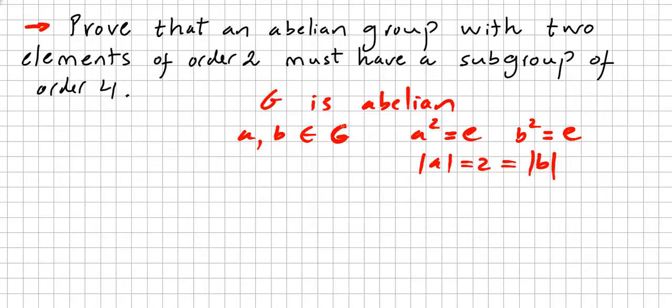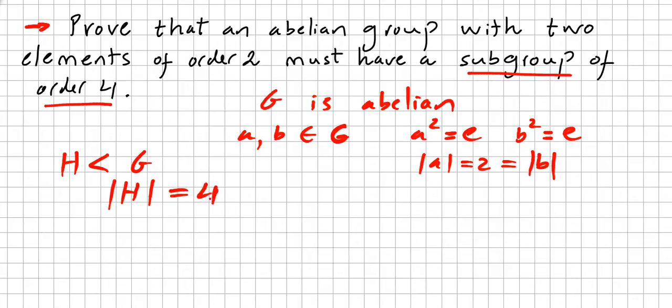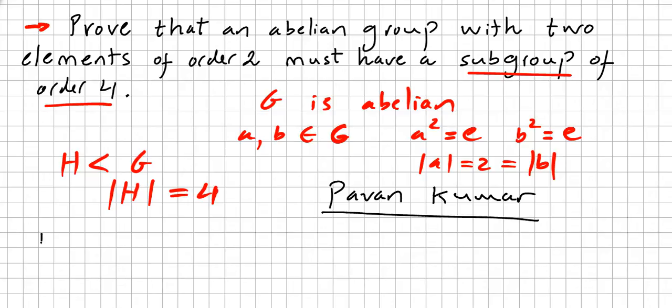And under these conditions, we have to prove that G must have a subgroup of order 4, meaning G must have a subgroup, let's call it H, where the order of H is 4. So we have to prove this. By the way, this was asked by Pavan Kumar. Okay, let us provide a proof for this.